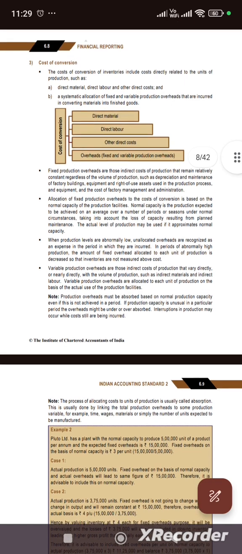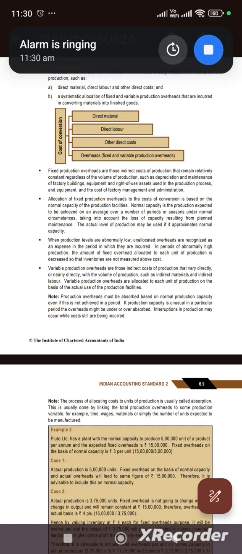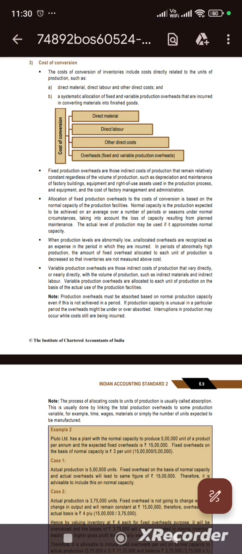When we talk about the fixed overhead, these are the indirect costs of production that remain relatively constant regardless of the volume of production, such as depreciation, maintenance of factory building, equipment, right of use of asset, etc. When we have to allocate this fixed overhead to the cost of conversion, it is based on the normal capacity of the production facility.